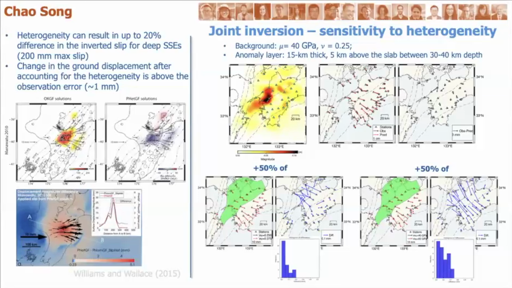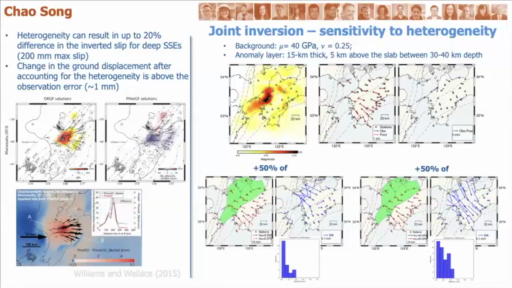And when we try to predict how much the displacement would change, this is black and blue, and the changes are small. So I plot the difference in blue shown here. And this is the histogram of that. Moreover, I add 50% of shear modulus to see how the ground displacement will change. You see that a 50% change in shear modulus has a larger effect than the Poisson's ratio. However, the current test shows that the change is smaller than 1 millimeter.